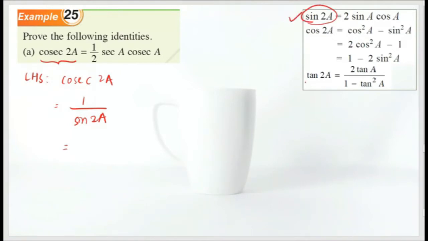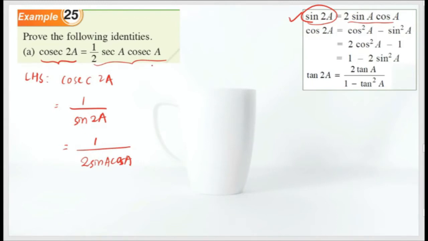Then we use the double angle formula for sine 2A. Sine 2A is 2 sine A cos A. So 1 over 2 sine A cos A. Then we want to change into this form, 1 over 2 sec A cosec A.